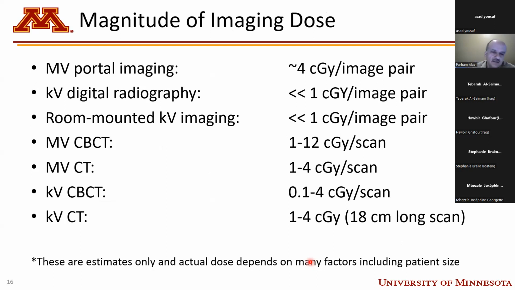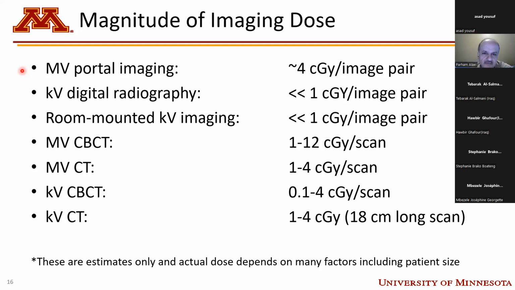But if you look at it as an outline of what the imaging dose would be: megavoltage portal imaging, which is what we traditionally have been doing, like an orthogonal pair, we estimate at about 4 centigray. Kilovoltage digital radiography, the 2D kV that you use on your LINAC, has very low dose, much less than 1 centigray per image pair. The room-mounted kV, like CyberKnife and ExacTrac, again, very low dose. Keep in mind, they are used a lot.